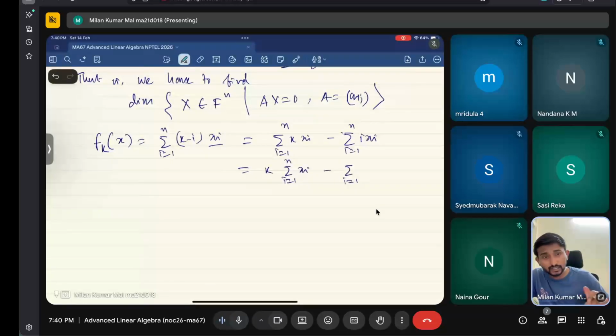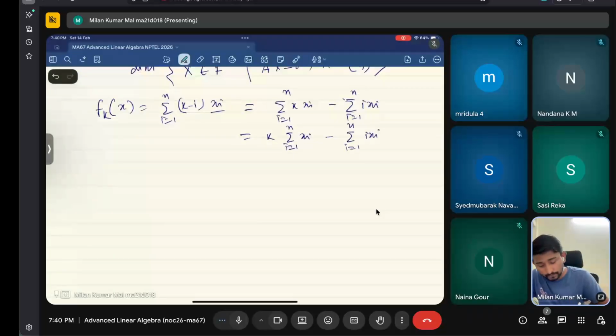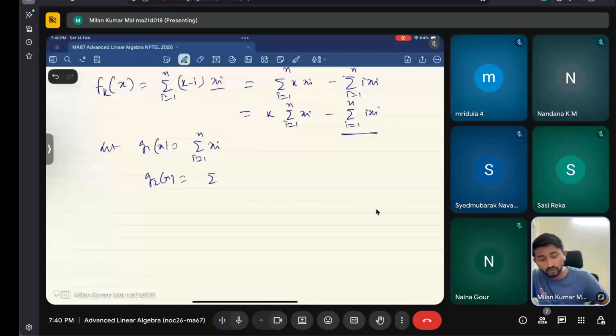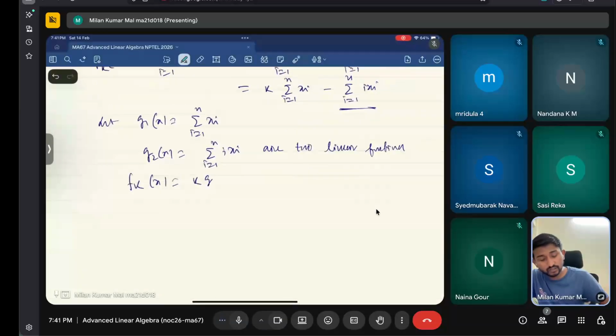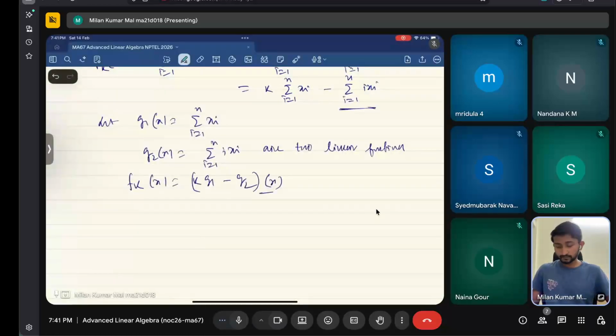So basically, for all k equals 1 to n, these right hand side terms are actually fixed. So let g1(x) equal the summation of x_i, i equals 1 to n, and g2(x) equal the summation of i x_i, i equals 1 to n. These are two linear functionals. So basically, any f_k(x) is actually k times g1(x) minus g2(x). This is what we are getting, right?